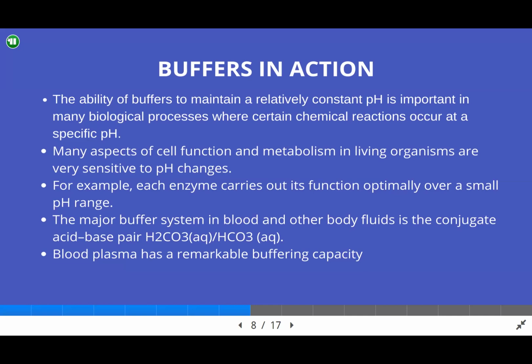One really important buffer within living cells is the conjugate acid-base pair of H2PO4- and HPO4 2-. Another one is the conjugate acid-base pair of H2CO3 and HCO3-. And our blood plasma also has a remarkable buffering capacity. So different parts of our body maintain the same or small pH levels, always using buffers to stay at that pH range for optimal functioning in our bodies.